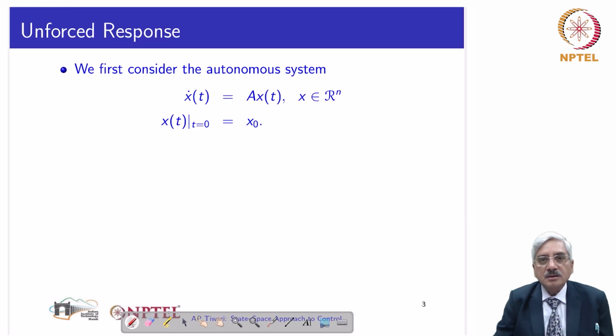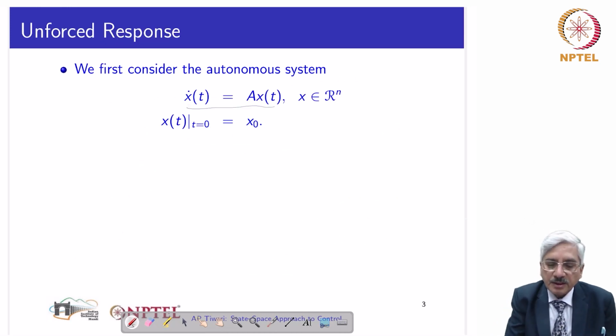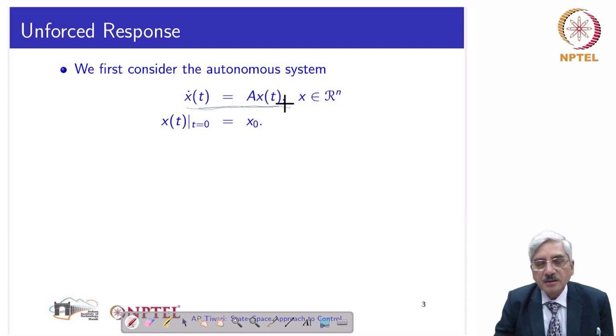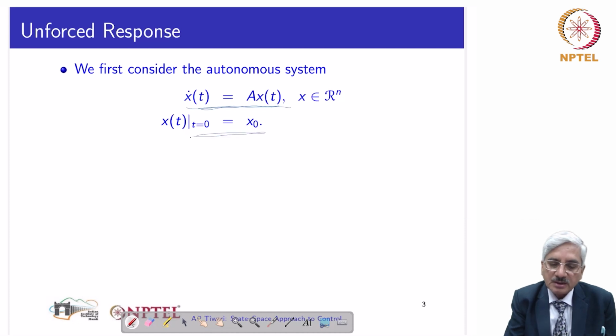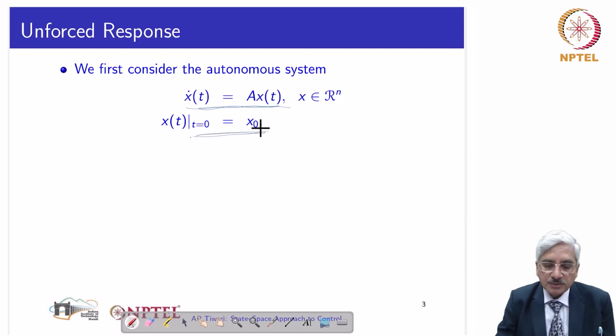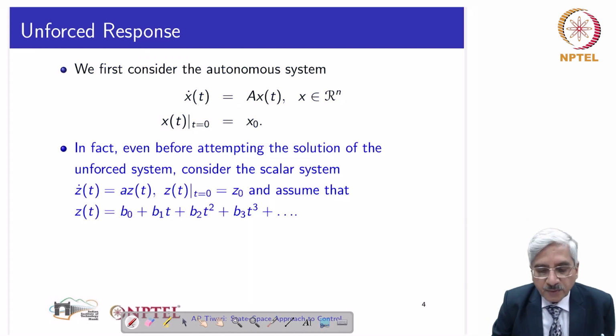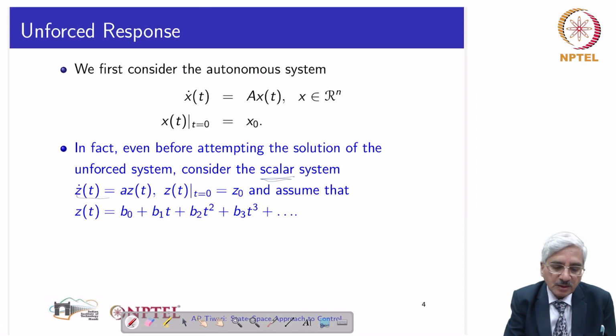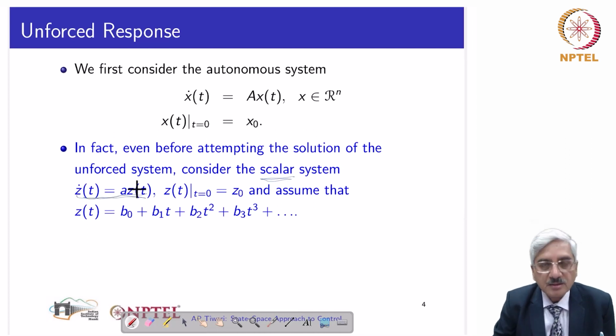We consider first the autonomous system, that is x dot equal to Ax only, and the input is treated to be 0 or input is not applied. So we will obtain its solution, and of course the initial condition is specified at t equal to 0 as x0. Even before we attempt obtaining the solution of the unforced system, we will consider the scalar system, that is the system with only one state variable, which is z dot equal to az, and the initial condition of the state z is also defined at t equal to 0 as z0.